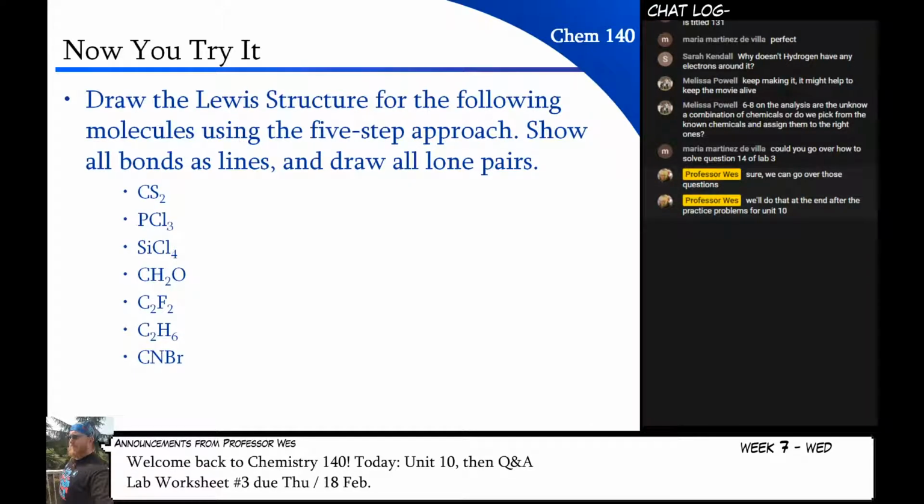So do all of these Lewis structures, and I'll give you about 10 minutes or so to do them, because there's a lot of them. Once we get back, we'll do all the answers, and then I'll answer whatever lab questions we have in the chat. Or if you have any other questions that you think of during that time, go ahead and keep doing that. So I'm going to shut myself up, and we'll see you in a bit.